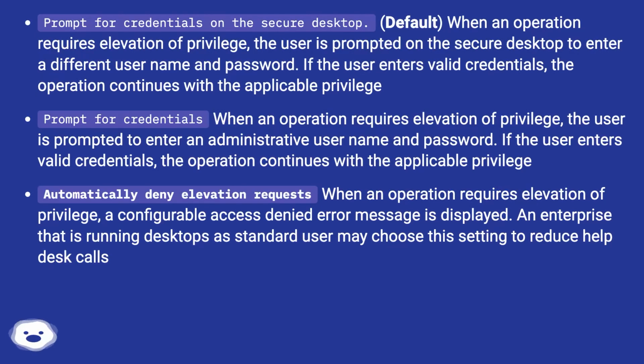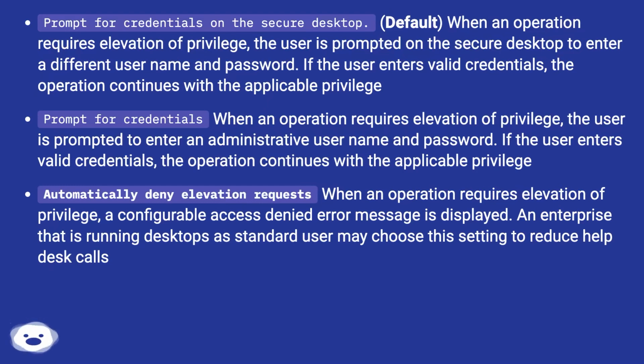Prompt for credentials on the secure desktop. Default. When an operation requires elevation of privilege, the user is prompted on the secure desktop to enter a different username and password. If the user enters valid credentials, the operation continues with the applicable privilege. Prompt for credentials. When an operation requires elevation of privilege, the user is prompted to enter an administrative username and password. If the user enters valid credentials, the operation continues with the applicable privilege.